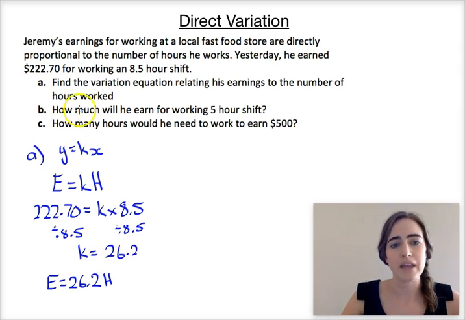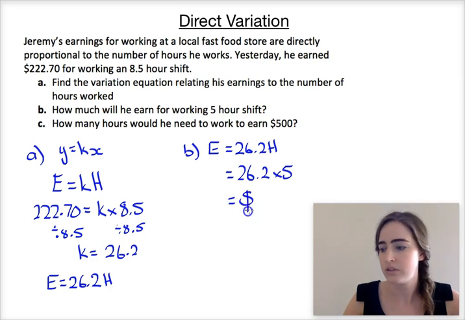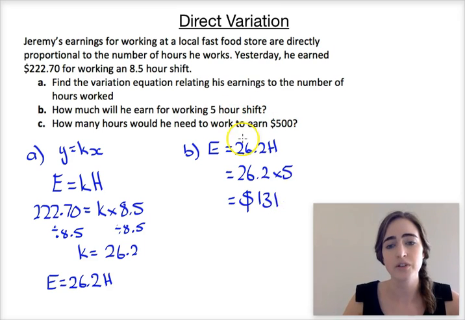All right, part B, how much will he earn for working a 5-hour shift? So part B, so we've got this equation now, that's what we're always going to start with. So E equals 26.2h. So working a 5-hour shift, that's our h, so it'll be 26.2 times 5. And popping that in your calculator will give you $131. So a 5-hour shift, $131.